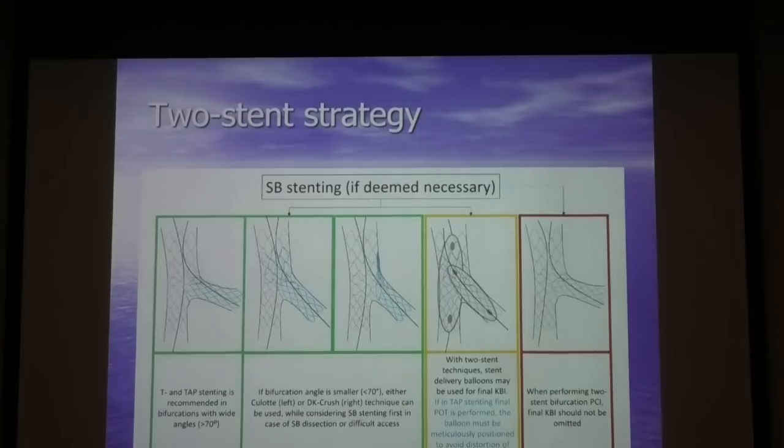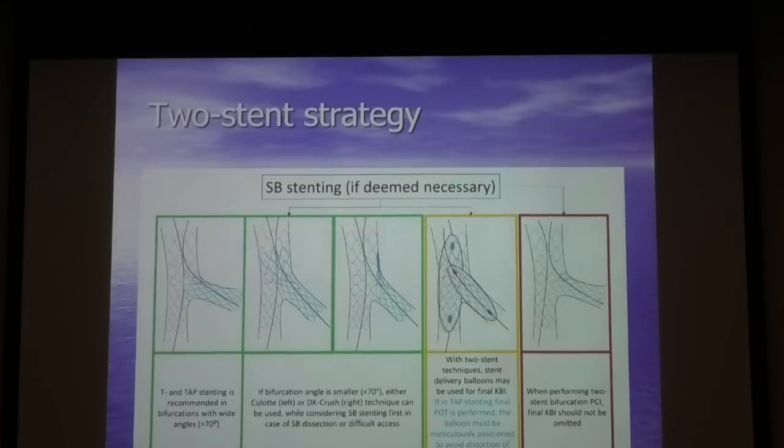هلا في عندك yellow which could be used. With two stent technique, stent delivery balloons may be used for final kissing balloon inflation. يعني حطيت stent بالLAD to the left main 3 millimeter وحطيت 2.75 بالcircumflex. Their balloons اللي سويت delivery بالstent تبعتهم, you can use it for kissing balloon inflation. بس لازم تسوي proximal optimization with a larger stent balloon that is confined to the main branch, اللي هو left main. Proper sizing to the left main.